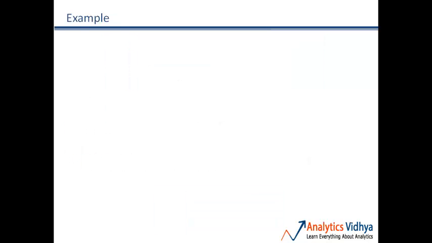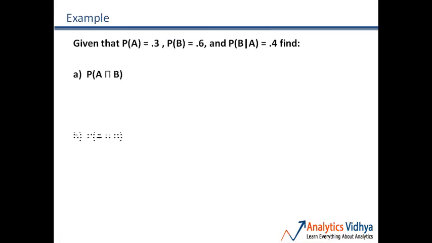Let's take some examples just to solidify what we just read. Say that P(A), the probability of event A happening, is 0.3, P(B) is 0.6, and P(B|A), which is event B happening given that A has already happened, is 0.4. You have to find these three numbers. You can pause the video here and find these values.